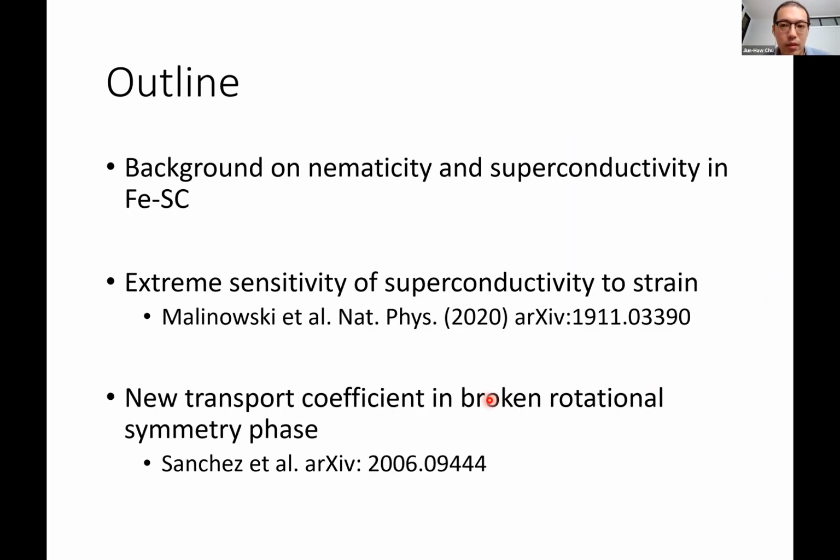So this is the outline of my talk. I'm going to give an overview or background on nematicity and superconductivity in iron-based superconductors. Then I'm going to turn to the extreme sensitivity of superconductivity to strain, and then finally the new transport coefficient. So starting from the first.